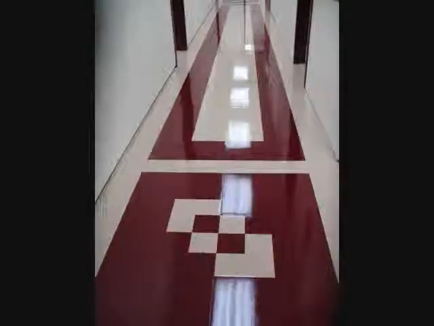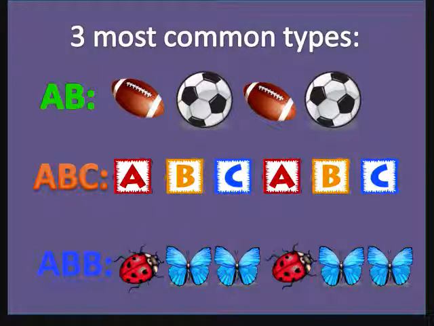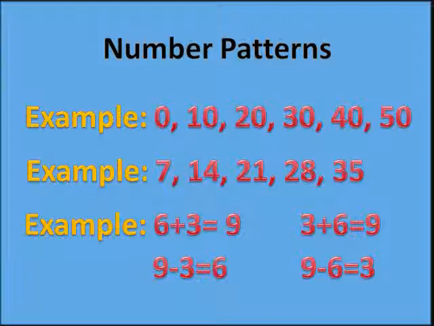floor. The three most common types of patterns with pictures or objects are AB, ABC, and ABB. Can you tell the difference? Patterns have to do a lot with math. They're not just fun shapes and designs. When you figure out a pattern, you then turn it around and use it to describe relationships and make predictions.